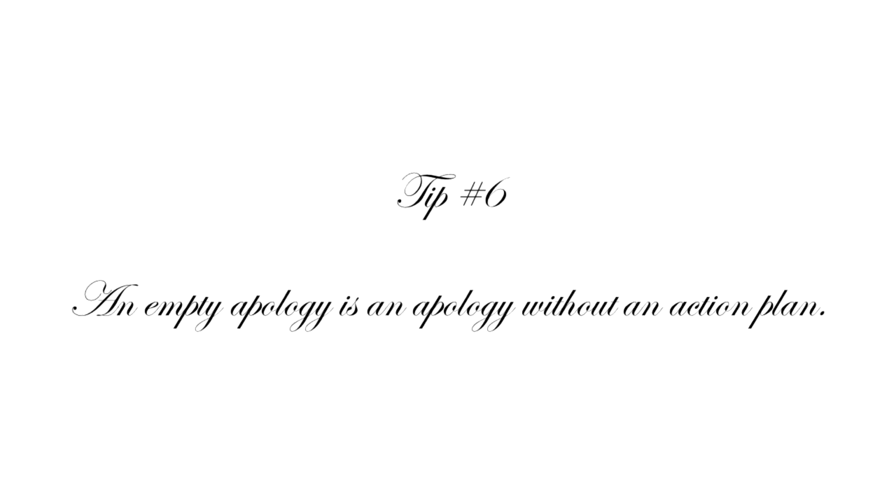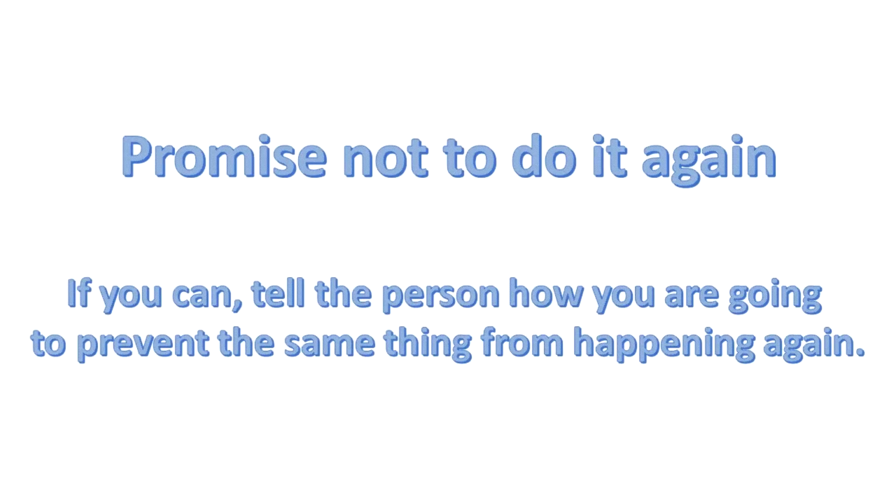Tip number 6. An empty apology is an apology without an action plan, which brings to the point that you have to promise not to do it again. If you can, tell the person how you are going to prevent the same thing from happening again. Many times, people are looking for that assurance.